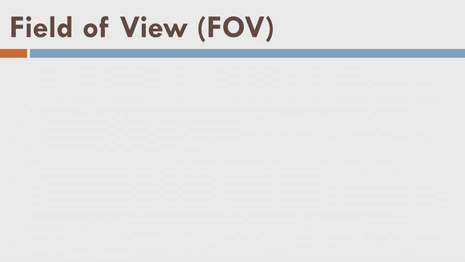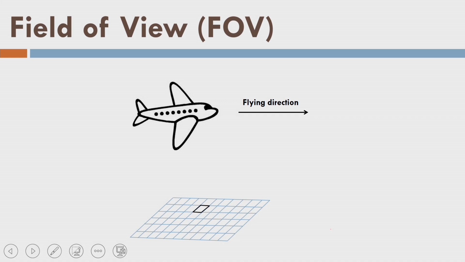What is field of view? In the case of vertical photogrammetry, the camera is mounted in an aircraft or helicopter. This is the flying direction. This is what we call a pixel, shown by a black color pixel on the ground, not on the sensor. On the sensor we call one unit a pixel, but when it covers some area on the ground surface, then we call the size of the pixel the ground sampling distance, or GSD.